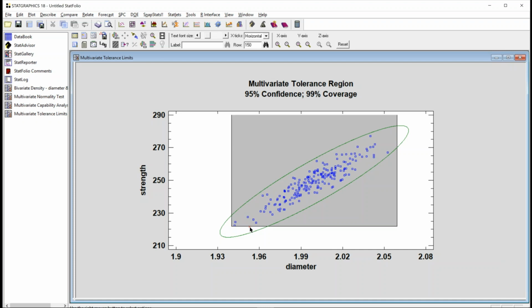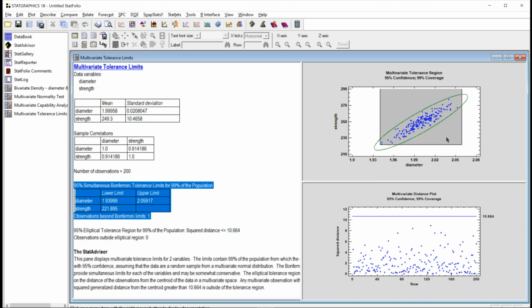Now, that works well, of course, if you have two variables. If I had three variables, the exact tolerance region is an ellipsoid in 3 dimensions. A little harder to plot. In that case, we have to rely on the second plot that I created in the bottom right-hand corner, which was the multivariate distance plot.